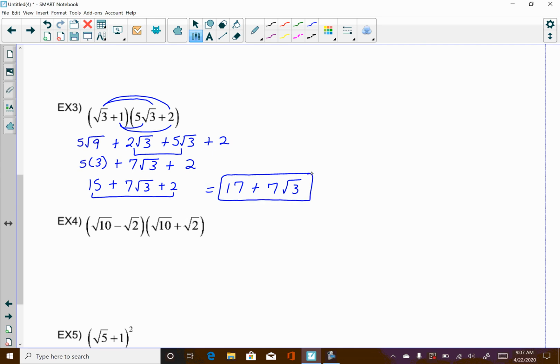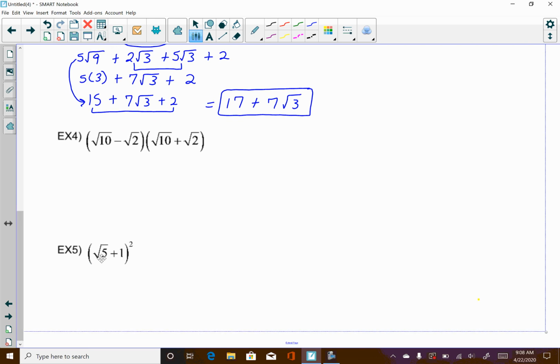I showed a lot of steps there. If at any point, like for example, right here when you did the 5 times the square root of 9, when you did the square root of 9 is 3 and 3 times 5 is 15, you could go straight from there to there if you like. I just showed a lot of work. Okay. Example 4 is another foiling, so I'll let you try that one. Example 5, it's really not too different than anything we've done so far, but folks often forget to write it twice and FOIL it.